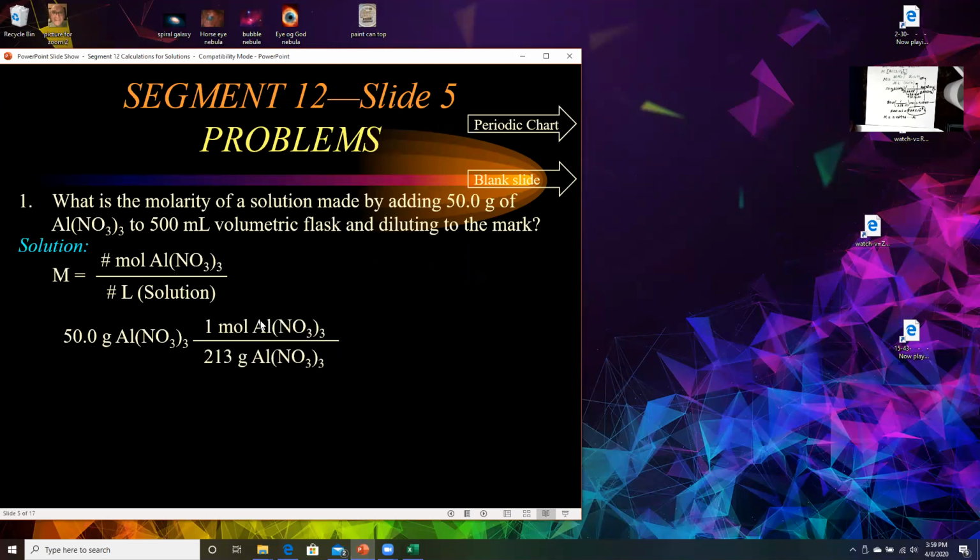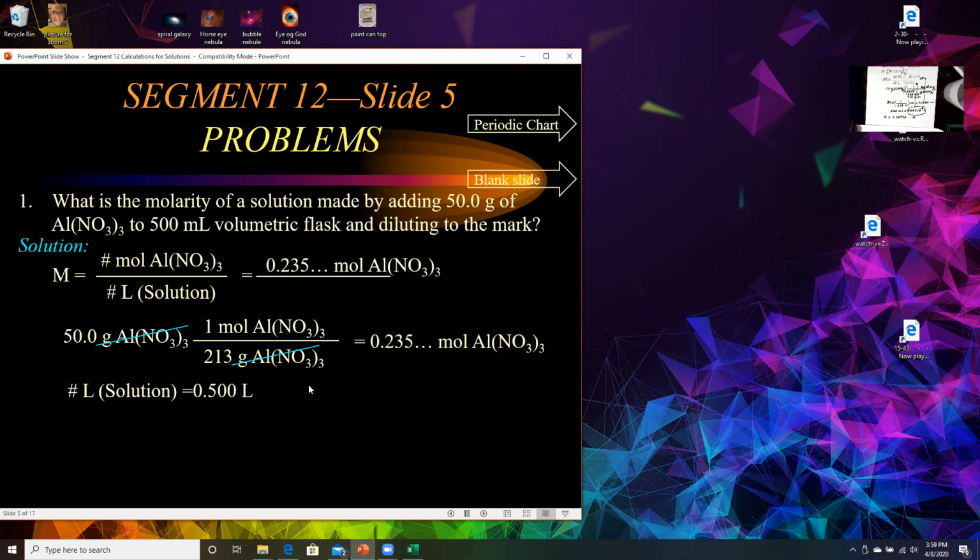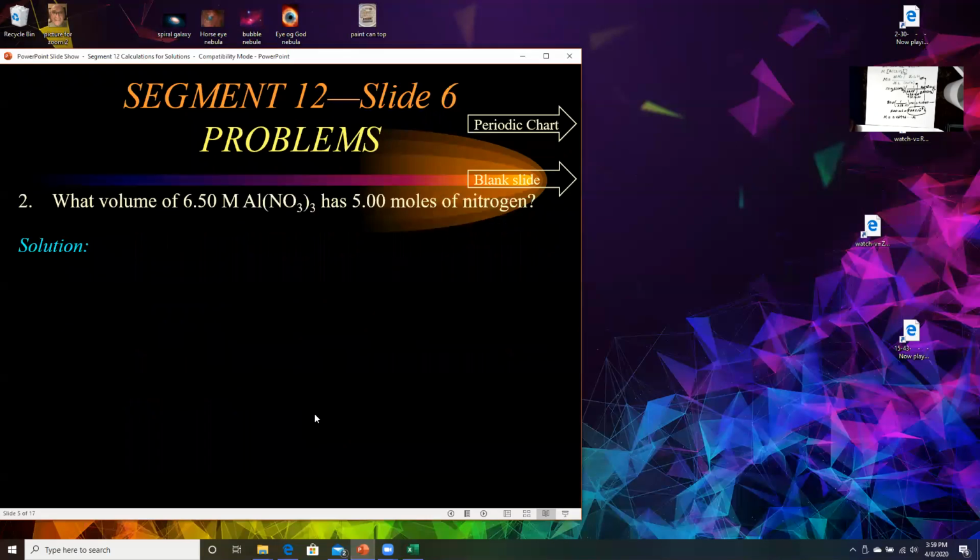Here we go. That's the conversion of grams of aluminum nitrate to moles of aluminum nitrate. And we got this number. And then we take the volume of solution, that's 0.5 liters, or 500 times 10 to the minus 3. I divide these numbers out, and my answer is 0.469. And happily, that is the answer we got.